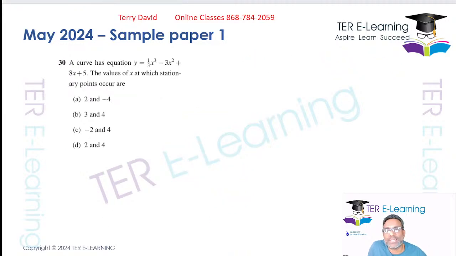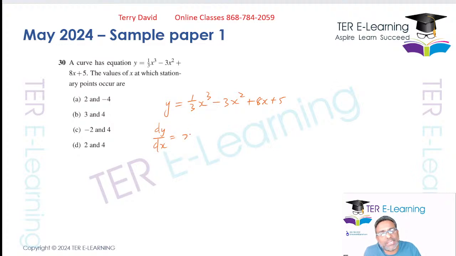All right, that's 29. Question 30. We have a curve here with equation 1/3 x cubed minus 3x squared plus 8x plus 5, and we want to find the values of x at which stationary points occur. If you want to find stationary points on any curve, we have to differentiate. So this is dy dx. When you differentiate 1/3 x cubed, you get x squared. When you differentiate negative 3x squared, you get negative 6x. When you differentiate 8x, you get 8. When you differentiate 5, you get 0.